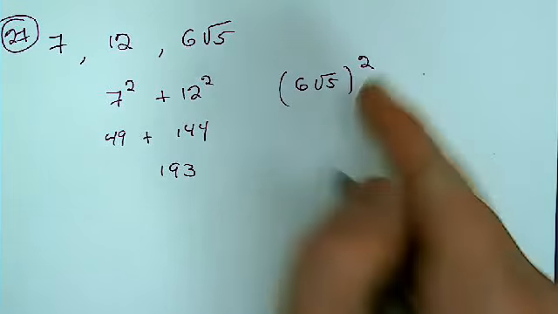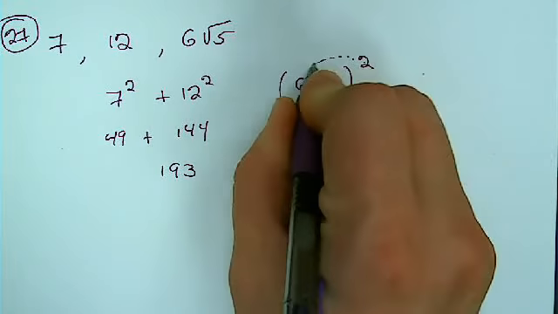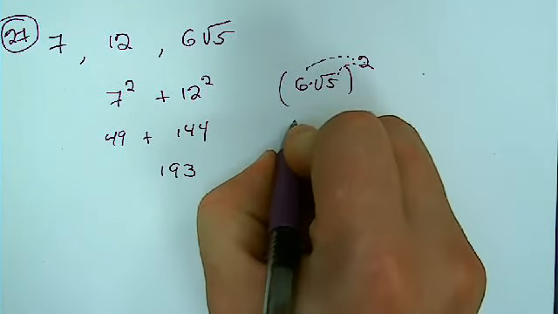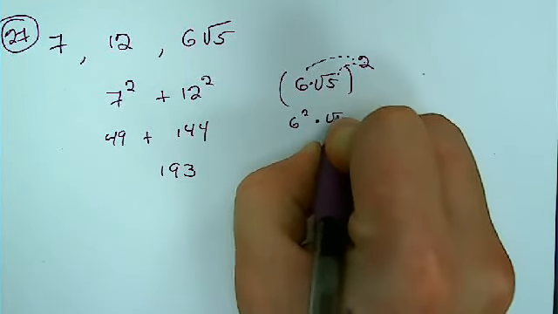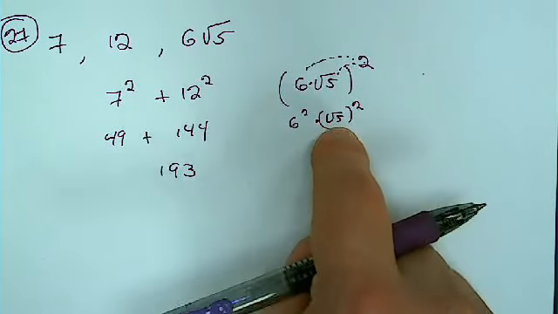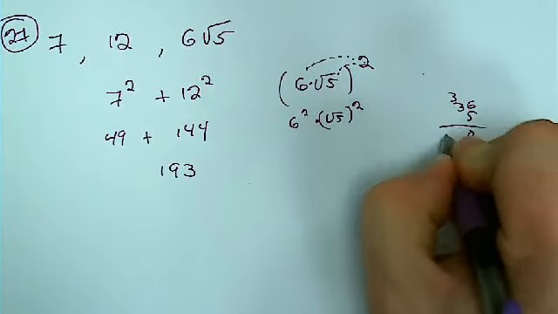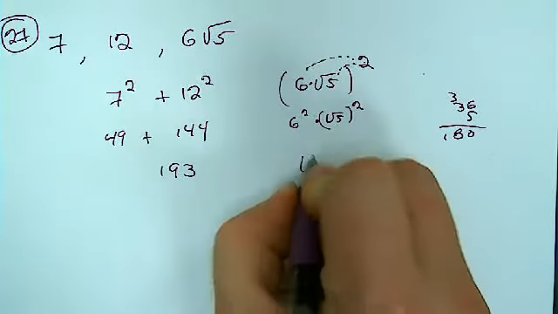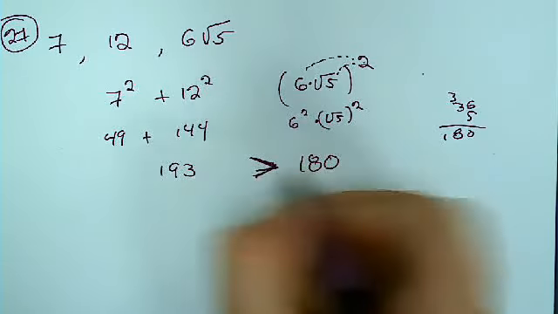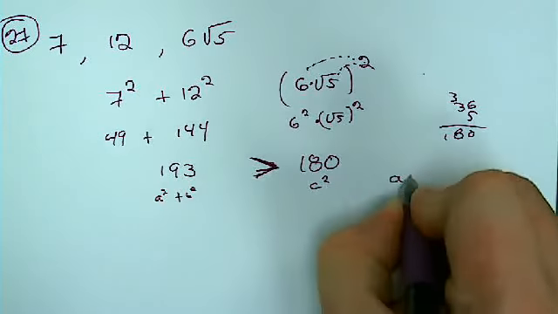And over here, remember that if I do this, this is the same as 36 times 5, because it's 6 squared times square root of 5 squared. Square each of them. So that's 36 times 5: 0, carry the 3, 180. And now I can compare and see that c squared is smaller than a squared plus b squared, and that's why it's an acute triangle.